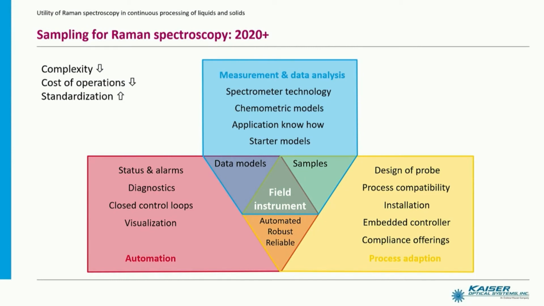And really, the hardware in Kaiser is a small portion of it. So it's including automation aspects such as status and alarms, automated diagnostics, visualization for a variety of users, including field operators, as well as how it integrates into the process adaptation, which includes the design of the probe, taking into consideration the environment in which it will be run, as well as the compliance.